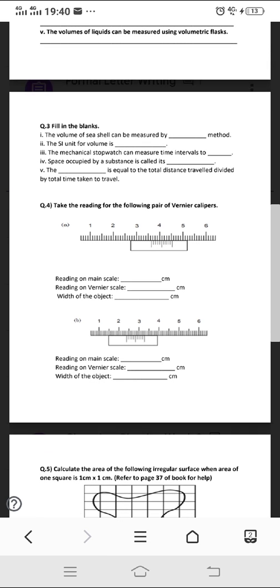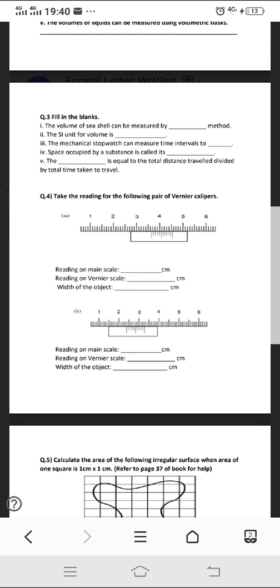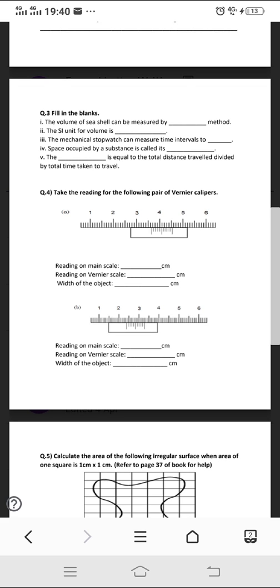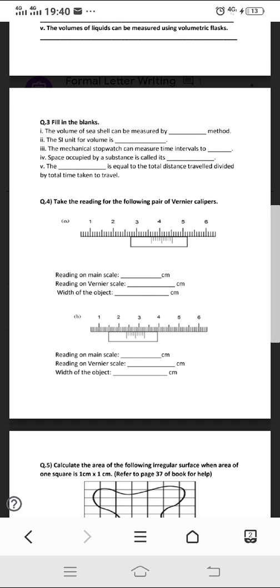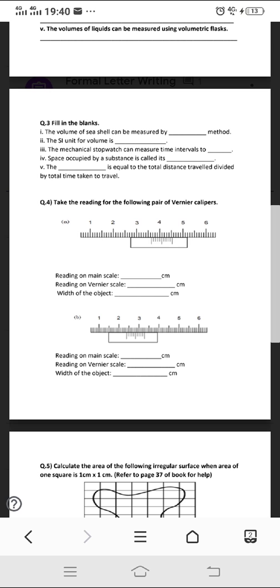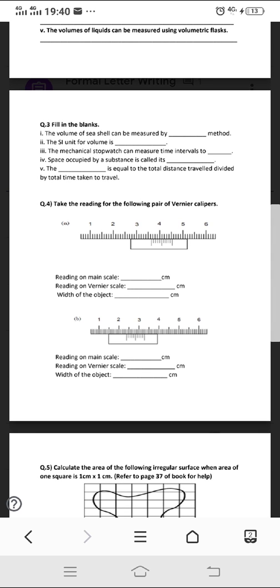The mechanical stopwatch can measure time intervals to dash. A mechanical stopwatch is less accurate compared to an electronic stopwatch, so it can measure time up to 0.1 second. Space occupied by a substance is called its dash. If you look at the definition, volume is basically the space which something occupies. For example, water. Remember when we used to pour water in a measuring cylinder, we used to measure the volume. We used to measure the space that the water occupied. So it's just a space.